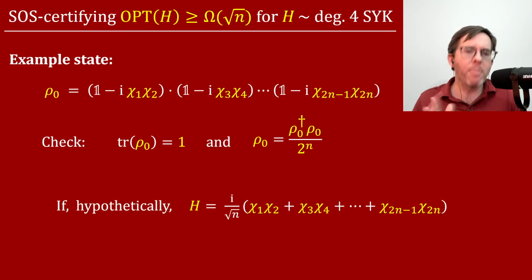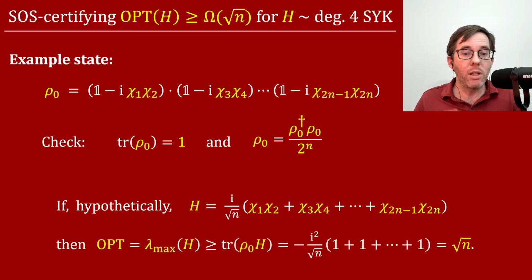Now, let's suppose hypothetically that the h that we were interested in optimizing was this one. Now, that's not a degree 4, it's just degree 2, but I'm trying to give a simple example here. And again, don't worry too much about the scalar i that I stuck out in front. Okay, well, our state rho naught here actually certifies that this h has a rather large eigenvalue.